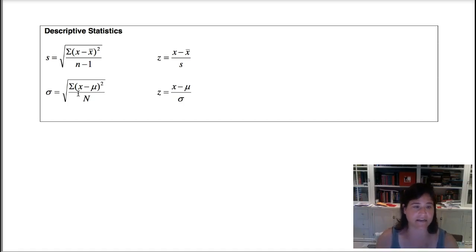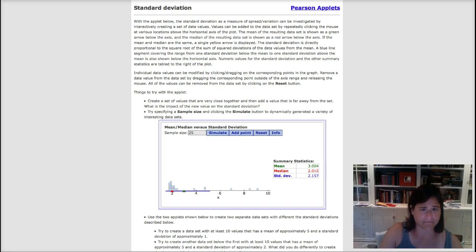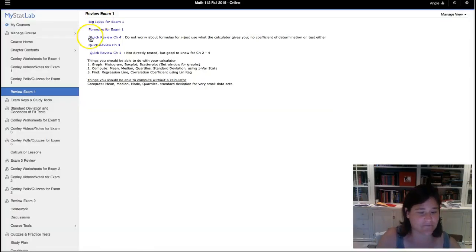It would be numbers that are very easy to work with, because more often than not, I want you to find standard deviation on your calculator using one variable statistics, and then just be able to interpret what that is. Here's the z-score formula. They're the same formula, except one's for a sample and one's for a population. And that's a good formula to know as well. So anyway, back to review for exam 1.